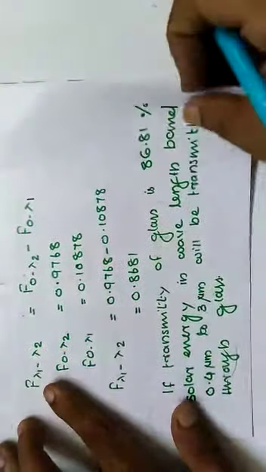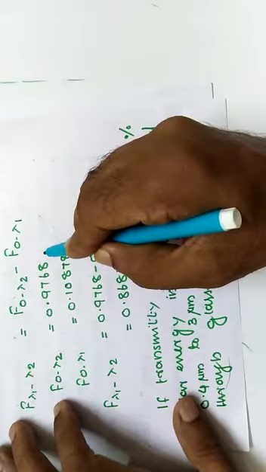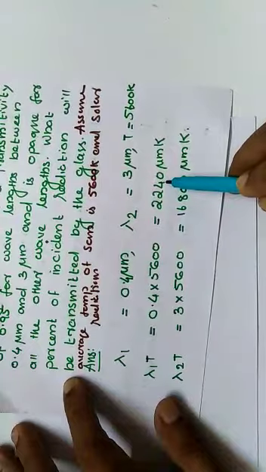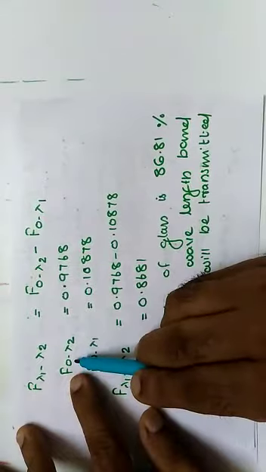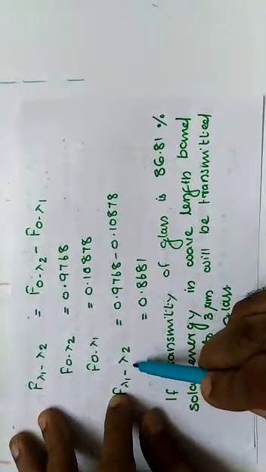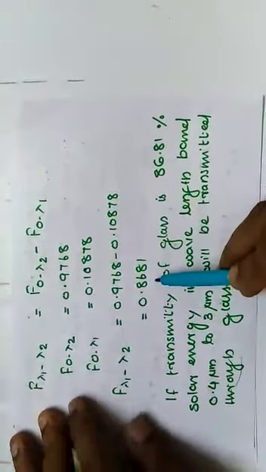We have lambda 2 T. From the data book we get the fraction of the emissive power corresponding to the value of lambda 2 T, which gives 0.9768. Similarly, calculate the fraction of the emissive power corresponding to 2240 micrometer Kelvin. This also you can obtain from the data book. So f of 0 to lambda 2 and f of 0 to lambda 1 are known. So f of lambda 1 to lambda 2 equals f of 0 to lambda 2 minus f of 0 to lambda 1. You subtract, and you will get this.